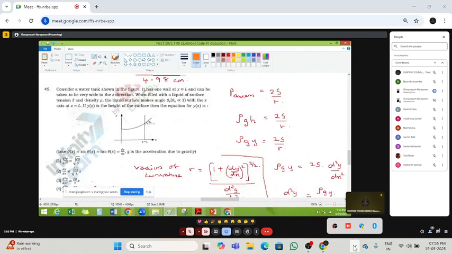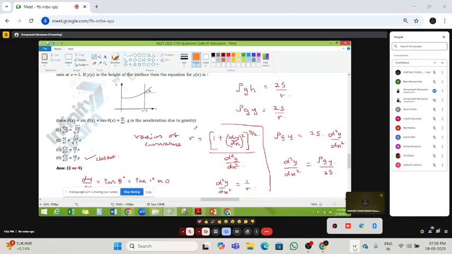Consider a water tank in the figure. It has one wall at x is equal to L and can be taken to be very wide in the z direction, which means it's into the paper. When filled with a liquid of surface tension S and density rho, the liquid surface makes an angle theta naught with the x-axis at x is equal to L. If y of x is the height of the surface, then the equation for y of x.